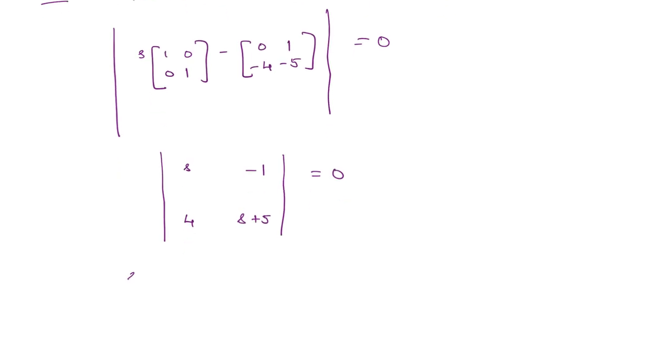So you are going to get s into (s plus 5) plus 4 is equal to 0. So the characteristic equation is s square plus 5s plus 4 is equal to 0. If you find out the roots, you are going to get s is equal to minus 1 and minus 4. So these are the roots of the characteristic equation.